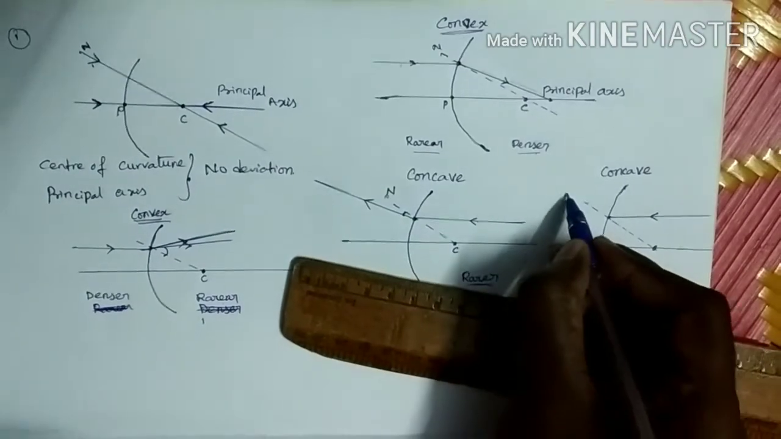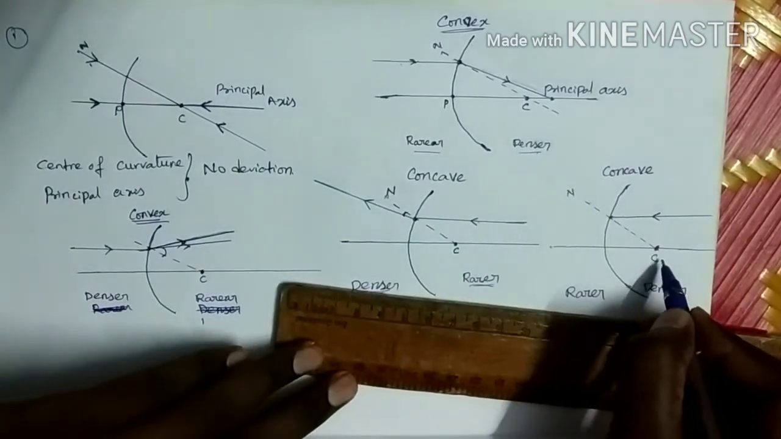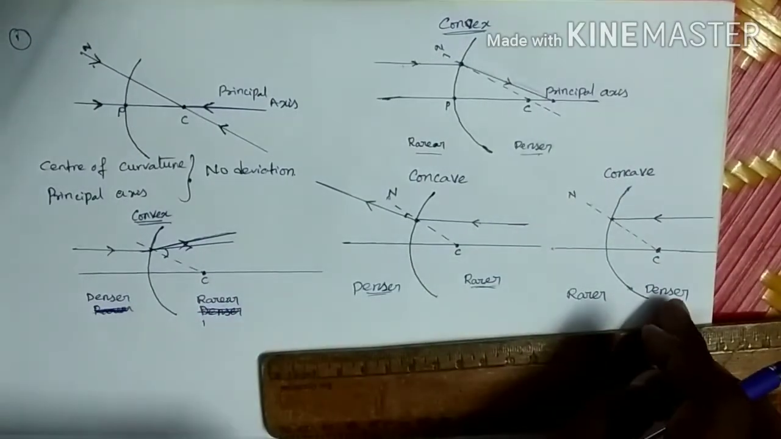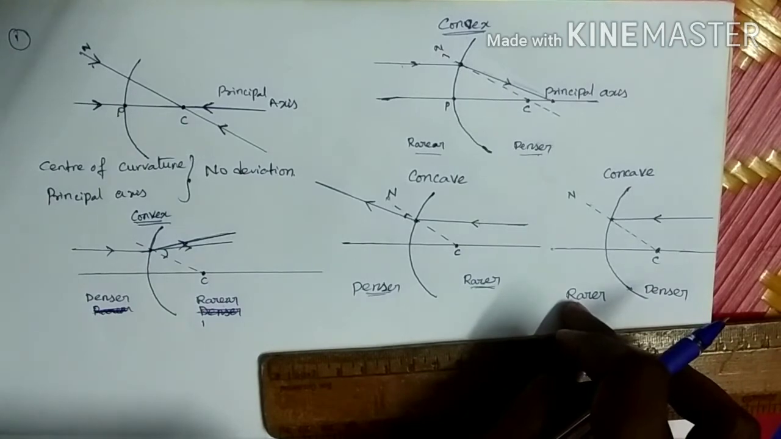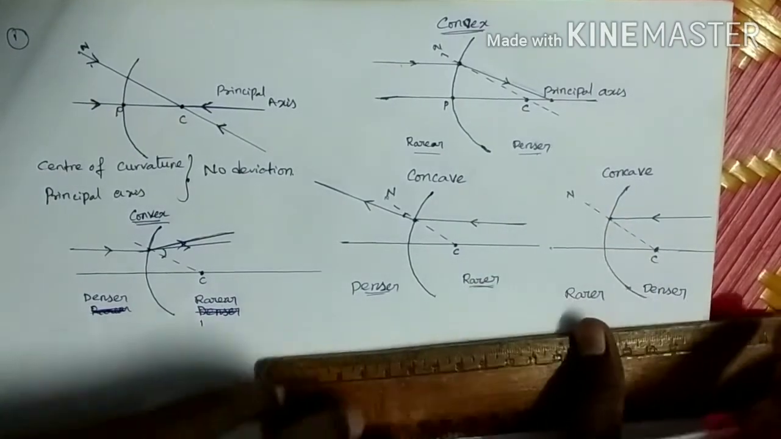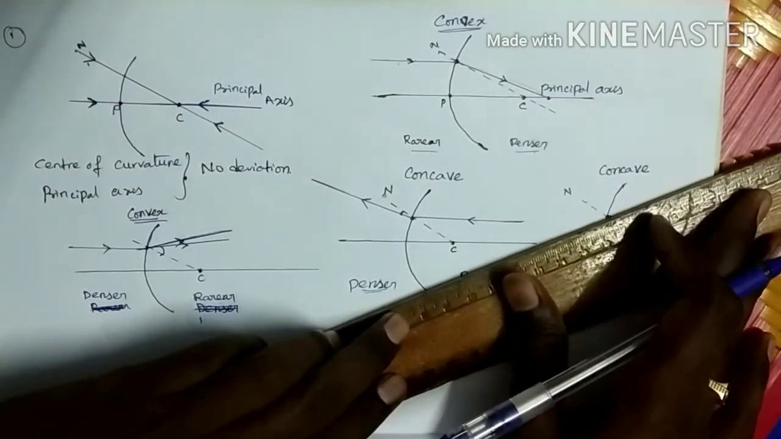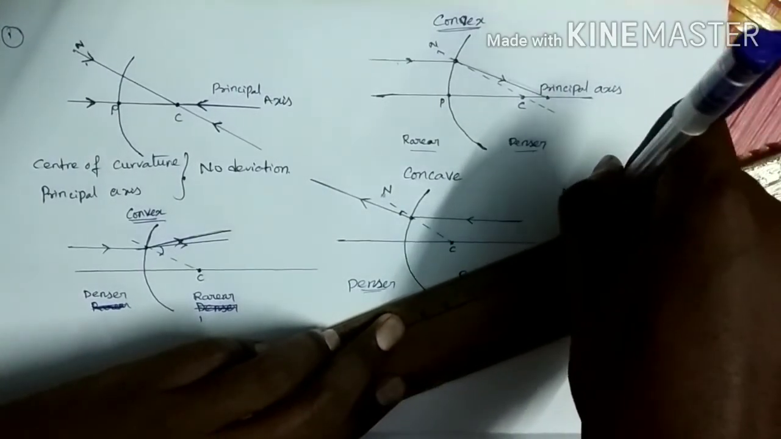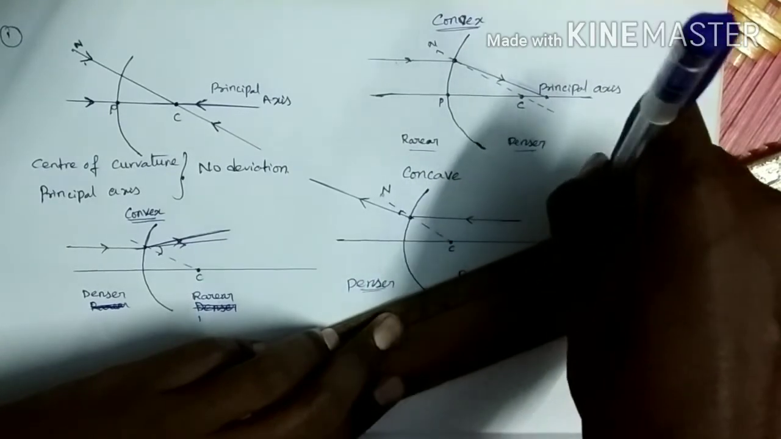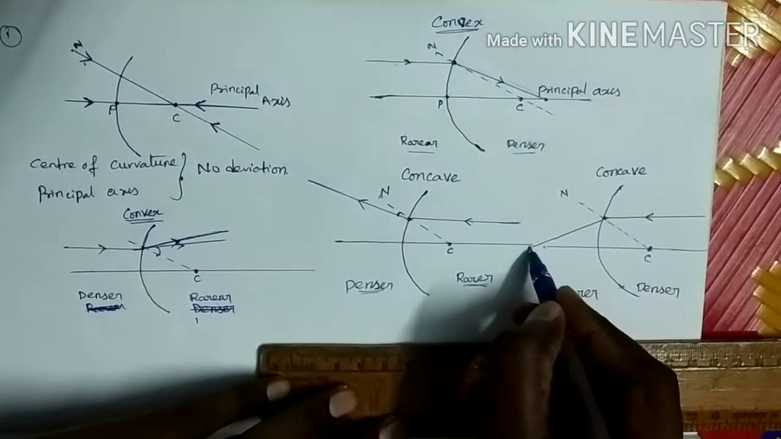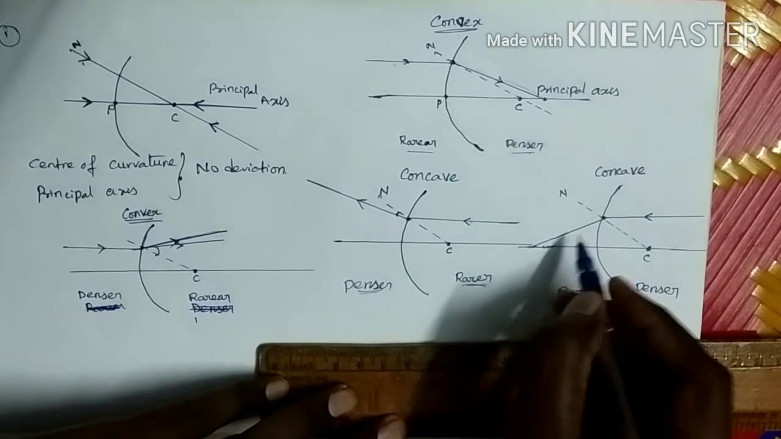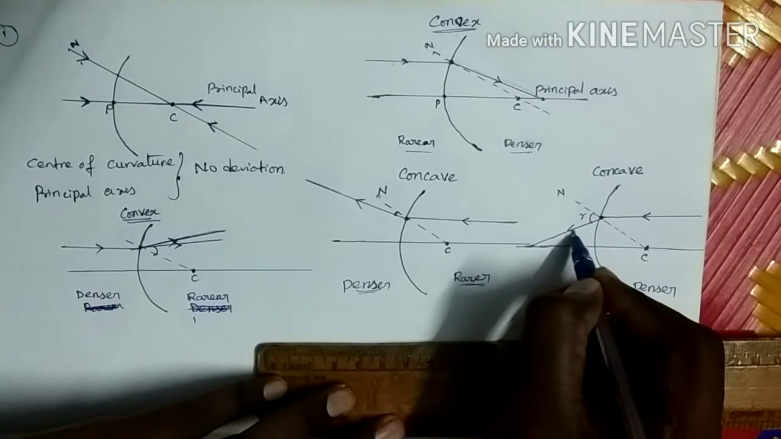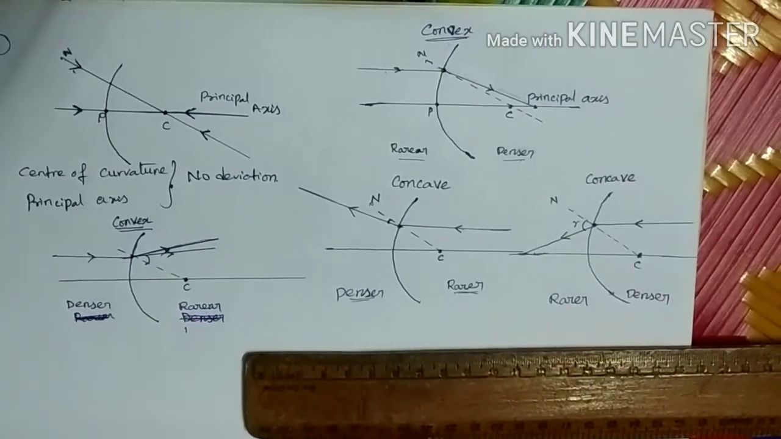Okay, this is called a normal. What happens when light travels from a denser medium to a rarer medium? The refracted ray is away from the normal. Here also the same thing will happen: the refracted ray is away from the normal.